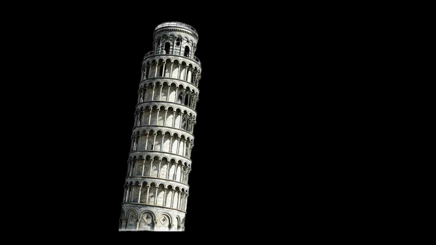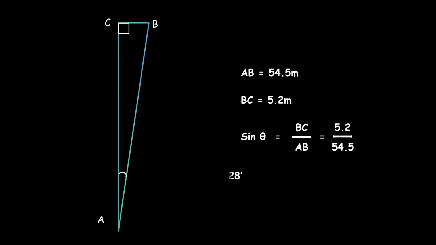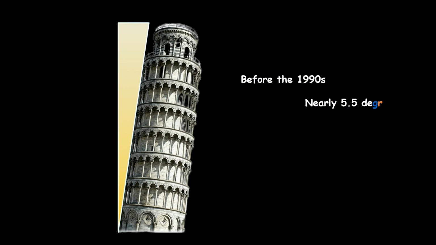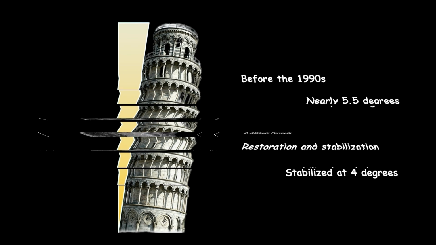Now, let's revisit the Leaning Tower of Pisa. By applying trigonometric principles, we analyze the relationship between the tower's height and its displacement at the top. With a height of approximately 54.5 meters and a horizontal shift of 5.2 meters, we calculated the sine of the tilt angle as the ratio of these two values. From this, we derive the angle of tilt to be nearly 5.5 degrees, demonstrating how trigonometry provides a precise way to measure and understand real-world phenomena.